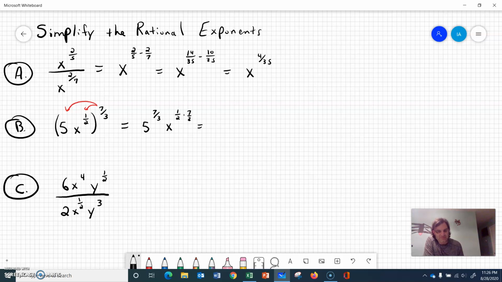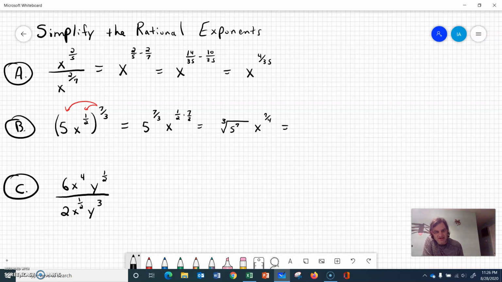So let's see here. I can write the 5 to the 7/3 as the cube root of 5 to the 7th. And we might clean that up a little bit more. And then when I multiply here, I'll have x to the 7/4. I could leave it like this, but let's see.